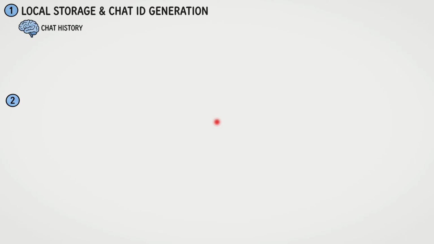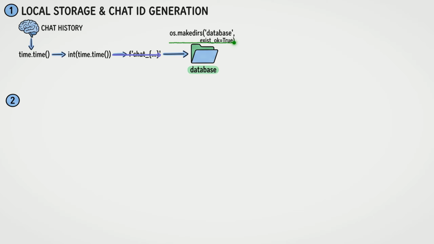First, we need a way to identify each conversation. We do this by generating a unique chat ID using the current timestamp. As you can see, this integer is formatted into a string, which gives us a completely unique name for every session. Next, we need a place to store these sessions. Using the OS module, we create a folder named Database.